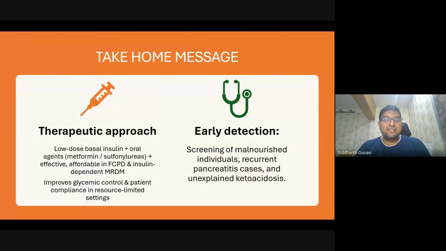So the take-home message, definitely the therapeutic approach: low-dose basal insulin combined with metformin or sulfonylurea is effective and affordable in FCPD and insulin-dependent MRDM patients, and improves glycemic control and patient compliance in resource-limited settings. Early detection, especially screening of malnourished individuals, recurrent pancreatitis cases, and unexplained ketoacidosis.